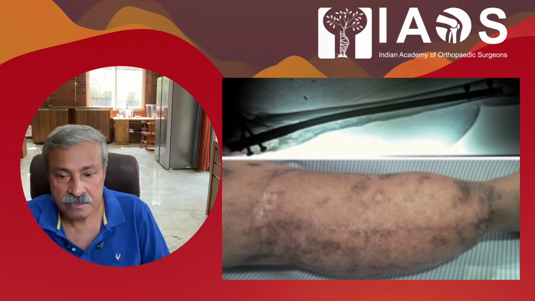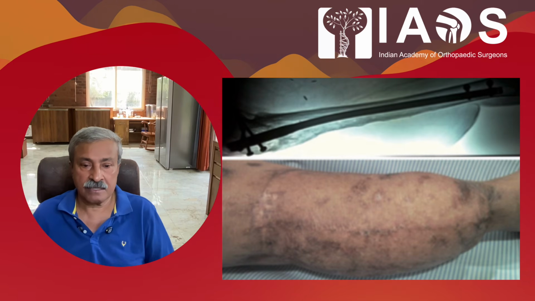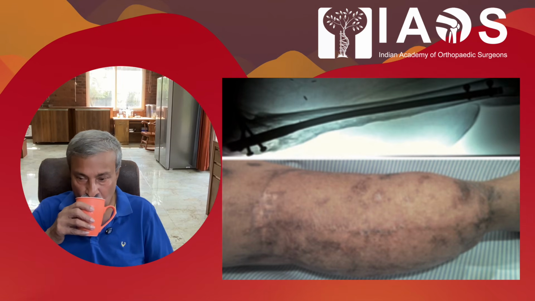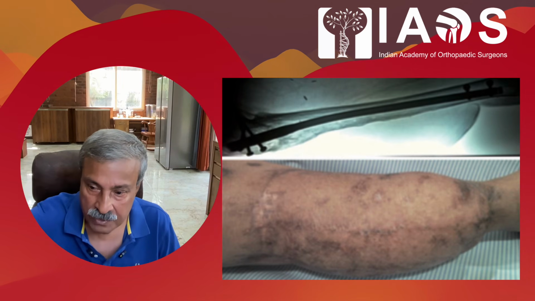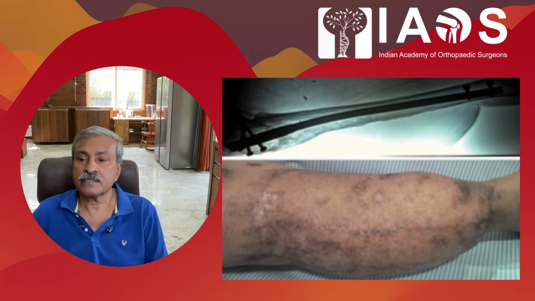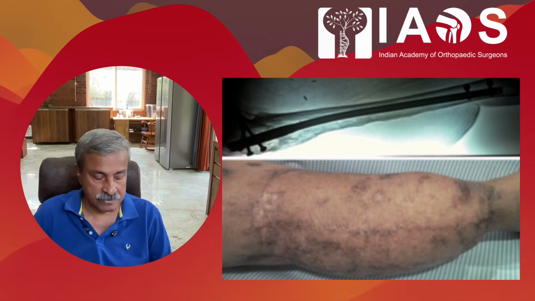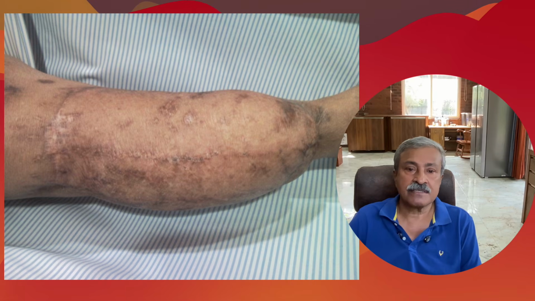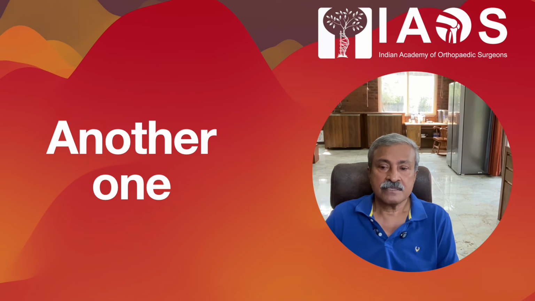So this was the internal part, and this was the external part, and eventually both the skin and the fracture went on to heal well, to the great relief of the patient, who could avoid amputation. This is the final picture of the patient, and this is the final radiograph of the patient. Another case.